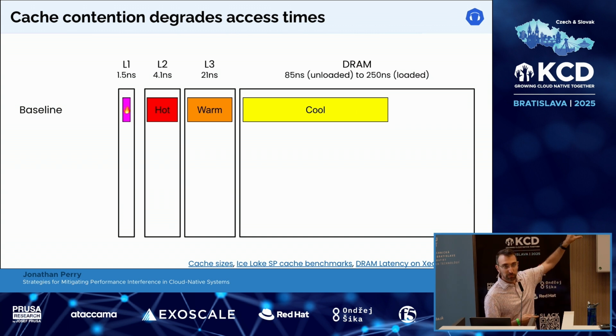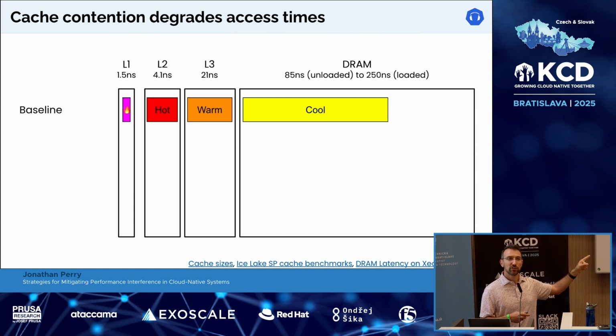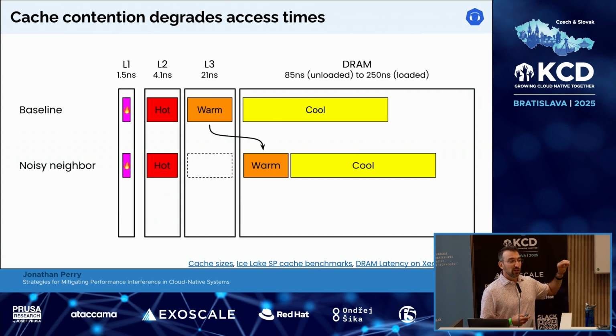You can have in purple the blazing hot working set, the set that the application uses quite a lot. That lives in L1 cache. And then the hot, warm, and cool working sets live in L2, L3, and DRAM. What happens when a noisy neighbor comes in is that it reads and writes memory a lot, and so it puts a lot of data into the shared L3 cache, the last level cache. And so it evicts your other applications from the L3 cache.